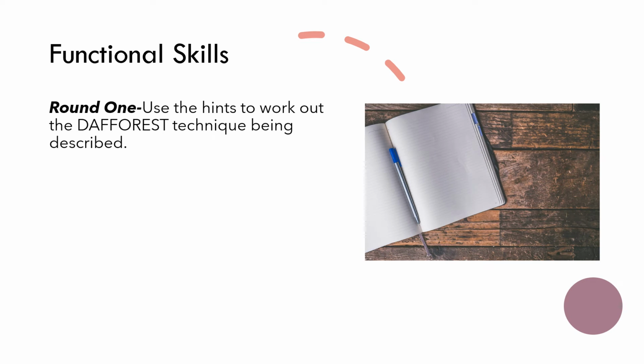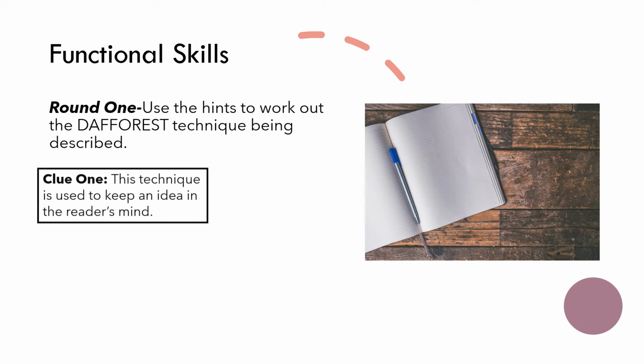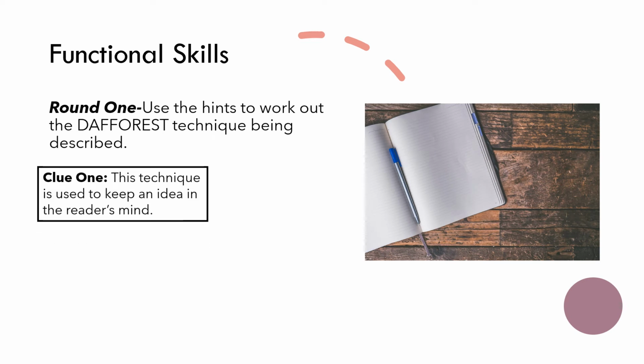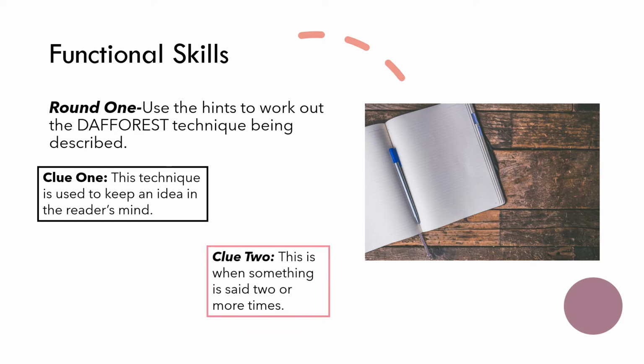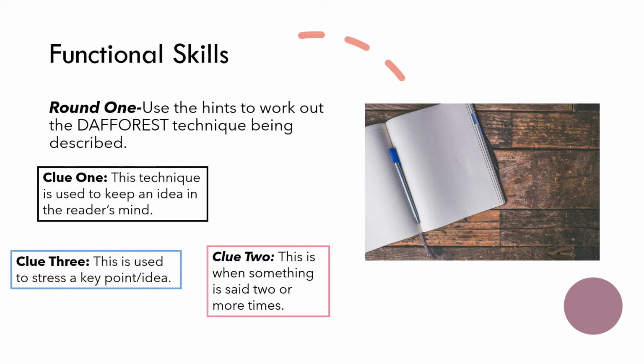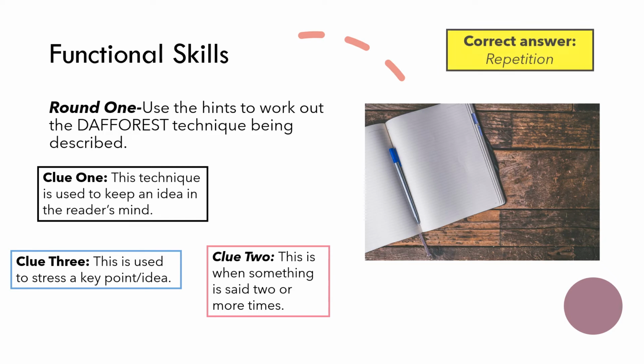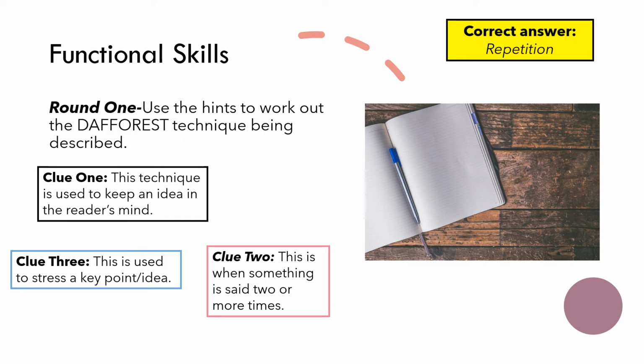Question 4. Clue 1. This technique is used to keep an idea in the reader's mind. Clue 2. This is when something is said 2 or more times. And clue 3. This is used to stress a key point or an idea. Okay, so we're going to go ahead now and look at the answer. And the correct answer there, you can see it in the yellow box, is repetition.